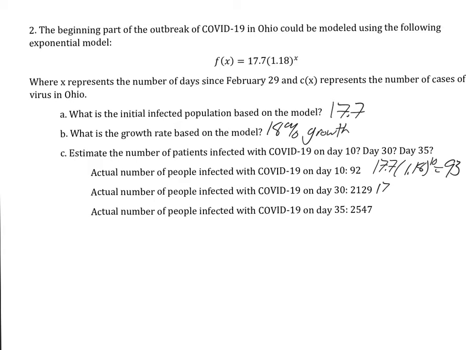Now let's try this again. So 17.7 times 1.18 to the 30th. That gives me 2537. So 2129. That's not super close, but it's still around the same range. And then the last one, 17.7 times 1.18 to the 35th. So that tells me that by the 35th day, we should have had 5,805. We really only had 2,547, at least that were reported.